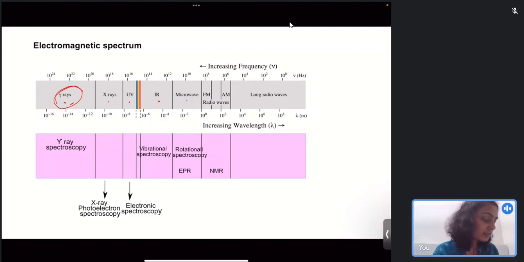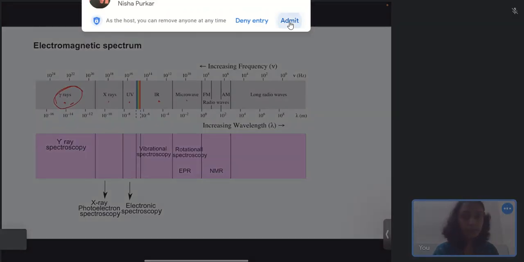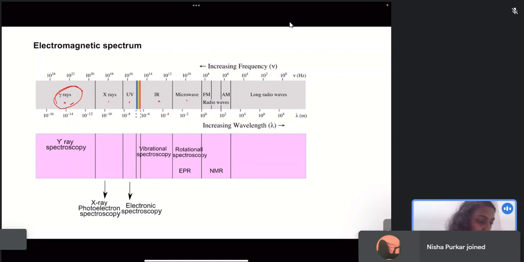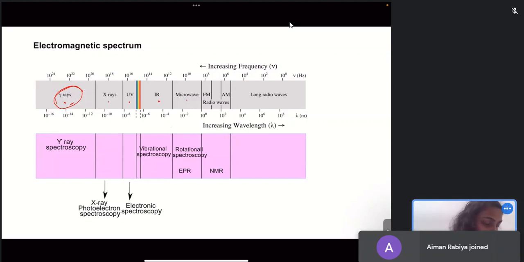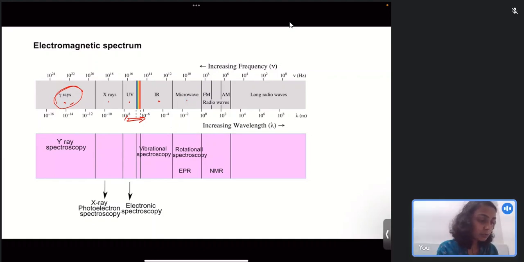And this different frequency of electromagnetic radiation has been used in different spectroscopic methods, ranging from gamma ray spectroscopy to NMR spectroscopy. So gamma rays are used in gamma ray spectroscopy. X-rays are used in X-ray photoelectron spectroscopy. The radiations in the UV and visible range are used in electronic spectroscopy. IR is used in vibrational spectroscopy. Rotational spectroscopy utilizes microwave radiations, and NMR uses radio frequency waves.